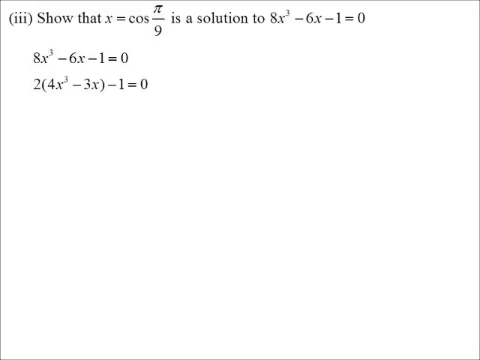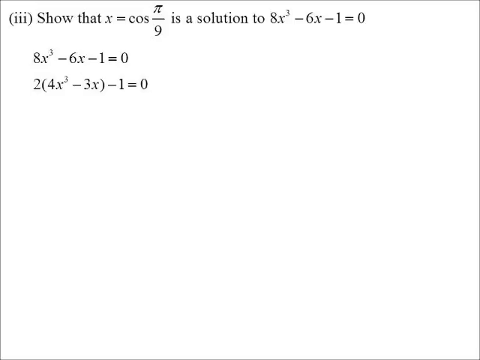You'll notice I've done a strange factorization. I haven't bothered with the minus 1. And I've taken 2 outside of 4x cubed minus 3x. Now, the reason I've done that is have a look at the answer to the previous example. I'm looking for the cosine relationship. And you'll notice cos 3 theta was 4 cos cubed minus 3 cos. And so there's that same pattern, the 4 times something cubed minus 3 times that.